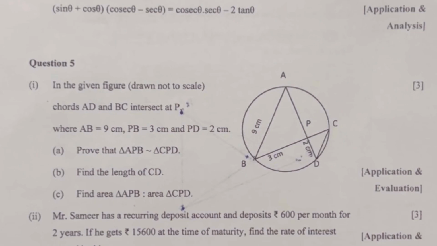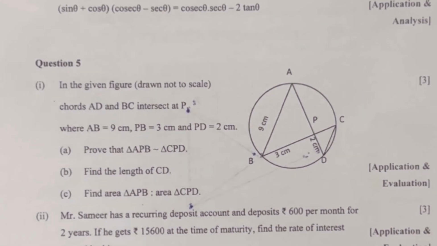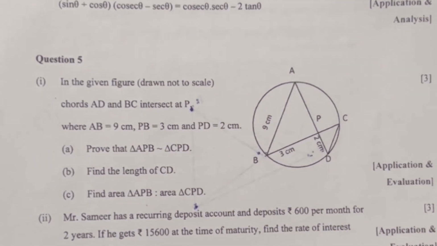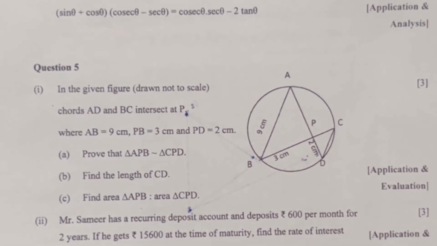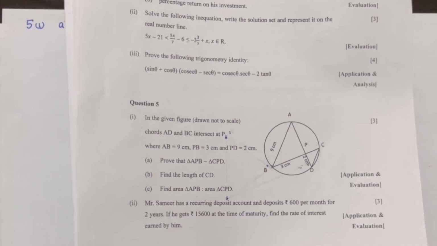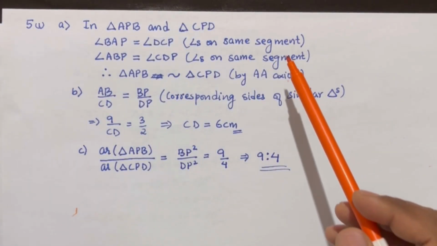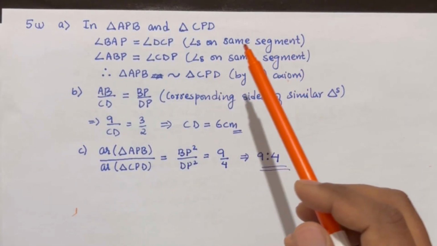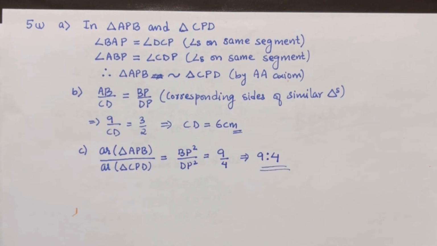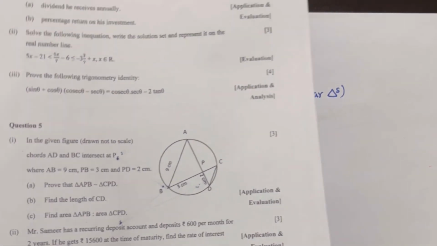Here we have another question from geometry, from the chapter Triangle. Here also the figure is already given, which means there is no need to redraw the figure in your answer sheet. Now let's see the solution part. I have done the solution by putting the reasons also wherever necessary. Now let's see question C.